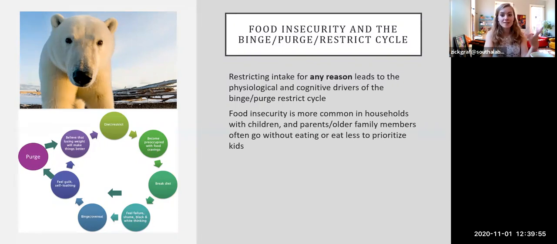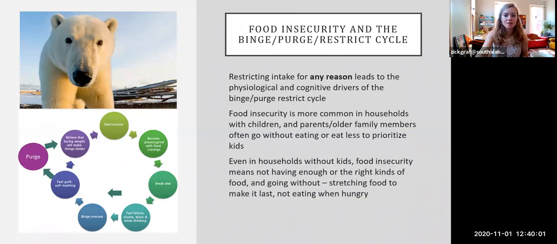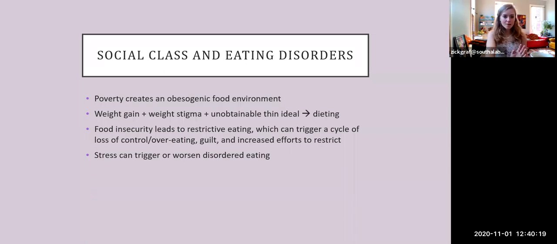All of this leads to this unhealthy cycle of restricting, being preoccupied with food, being guilty about eating, increased efforts to restrict. Even in households without kids, by definition, food insecurity means not having enough. So the response to food insecurity is to try to make the food you have last longer, to restrict, to plan ahead, to really try to control your eating in a way that we know is really unhealthy and can lead to disordered eating. So in summary, poverty creates an obesogenic food environment.